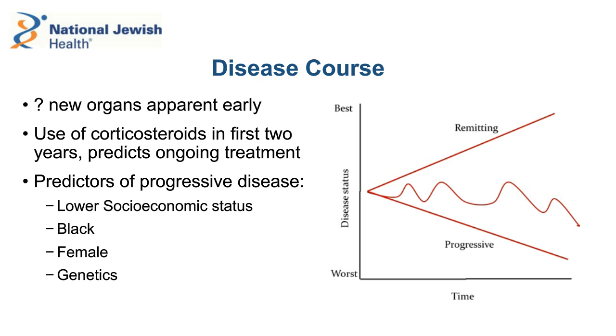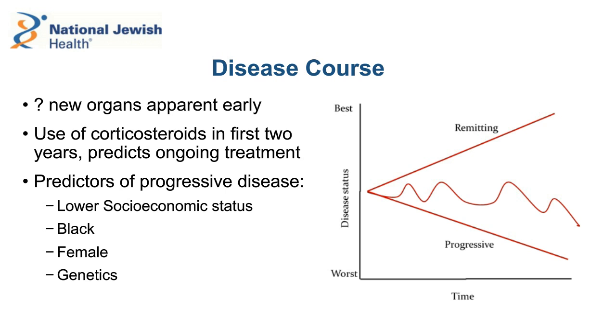We also know that people who are treated in the first 2 years of their treatment tend to need ongoing treatment. And we know that people who have more progressive disease tend to be lower socioeconomic status. So they don't have as high an income, they have less education, and we don't really understand why that's the case.